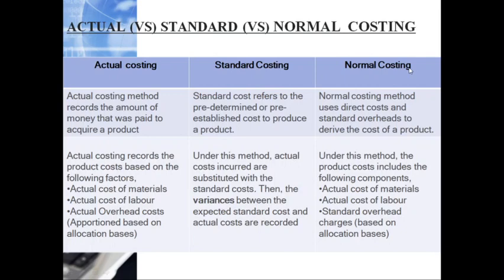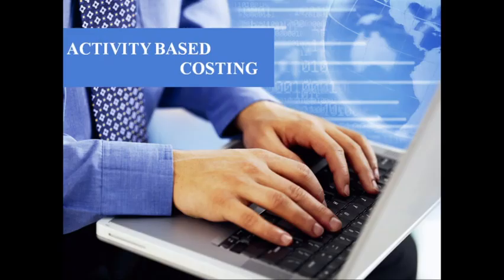And we have one more costing which is called normal costing. Under normal costing, we take into account the actual cost of material and the actual cost of labor, but for overhead charges, we take the expected overhead cost, or the standard overhead cost. So these are the three other methods of costing. The first two methods were absorption and variable costing, and the three other methods that we saw were actual versus standard versus normal costing. So let's move on to the other costing.